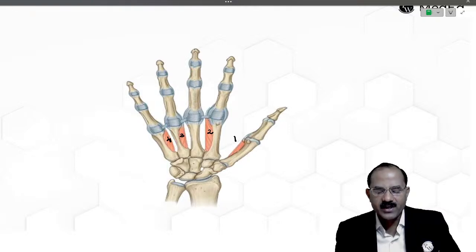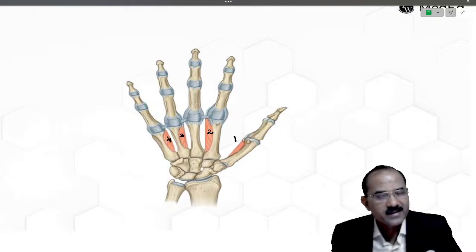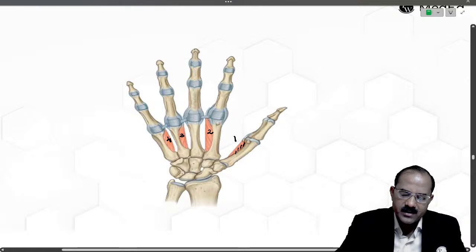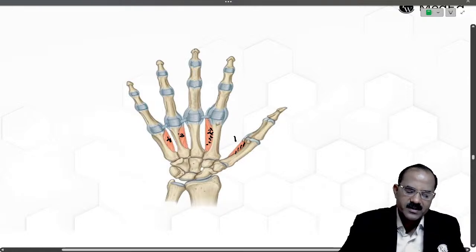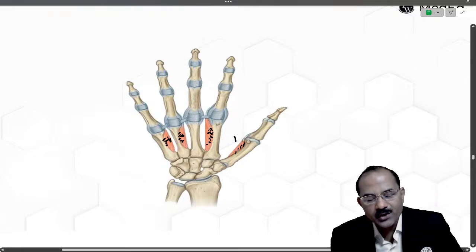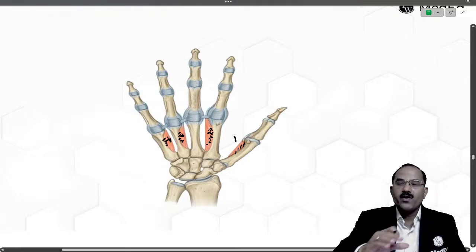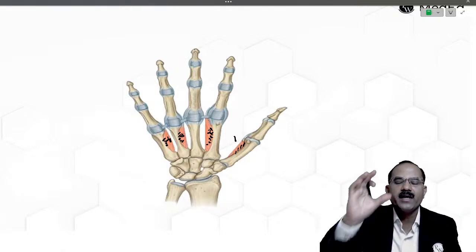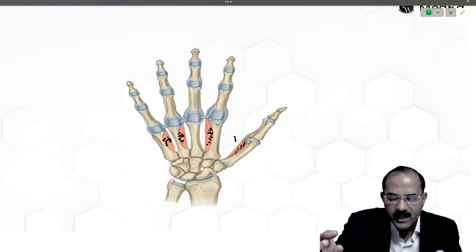These are the interossei. Which interossei are these? These interossei are arising from one bone. They arise from the medial aspect of the first and second, and the lateral aspect of the third and fourth metacarpals. These are the palmar interossei, and these are unipinnate muscles. So palmar interossei are unipinnate.